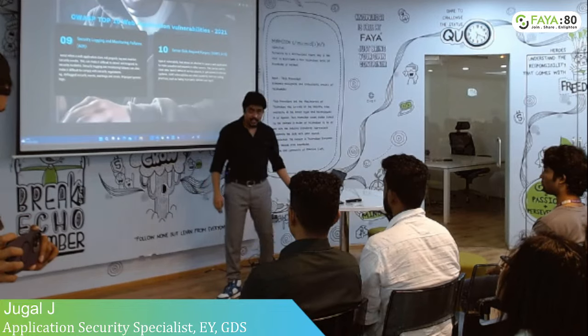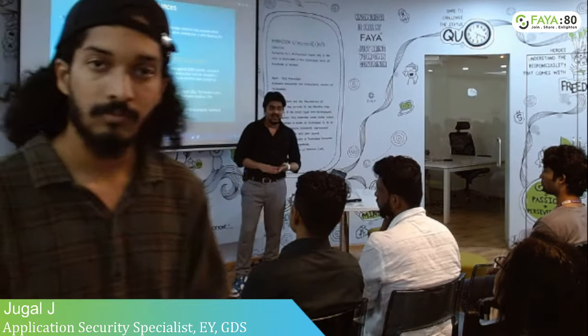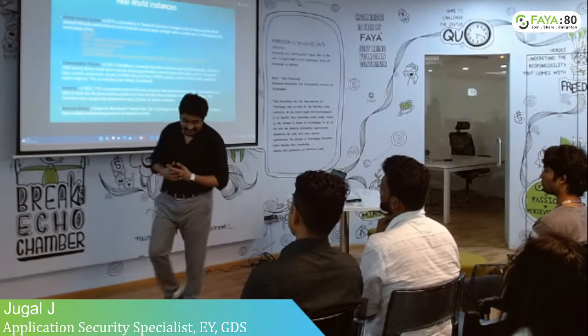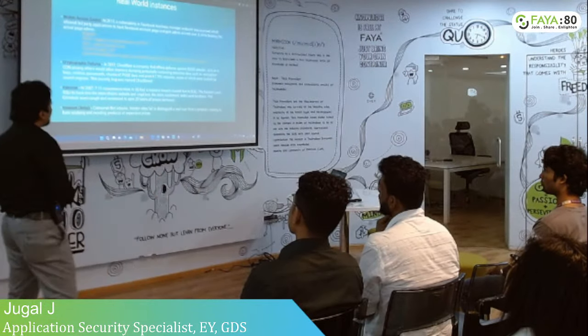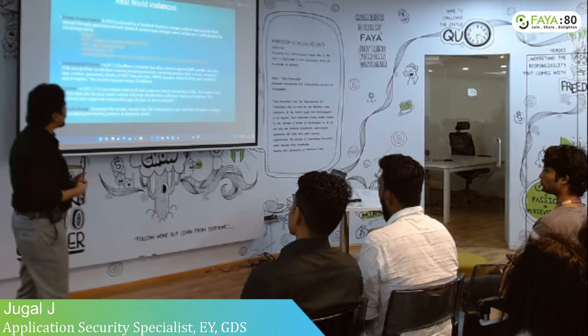Okay, so any questions, or shall we go to some real world examples? Okay, real world examples is fun, right? Because what's the point of discussing all these vulnerabilities if we don't look at the real world instances? So first of all, broken access control, right?